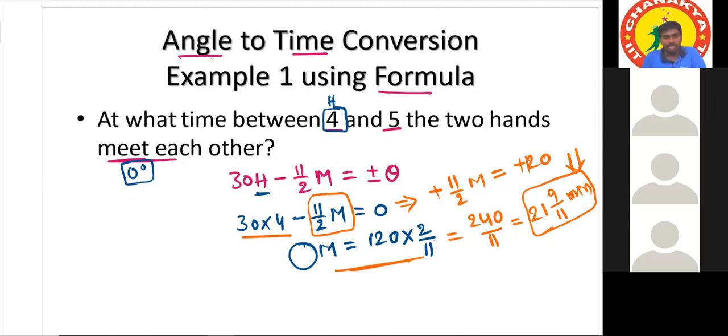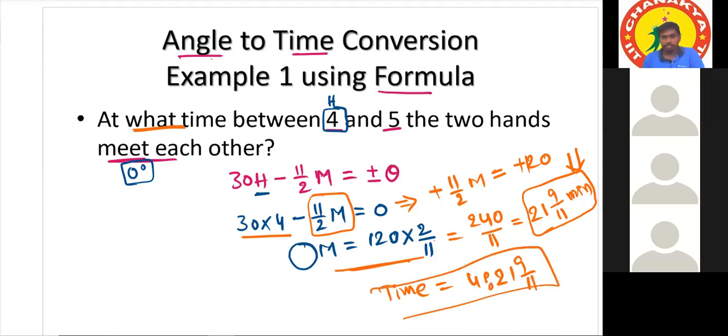But at what time was it asked? At what time means from what time this 21 9 by 11 minutes? From 4 o'clock, 4 o'clock plus 21 9 by 11 minutes. Then the time will be 4:21 9 by 11. That's all. 4:21 9 by 11 is the time. Got it? Yes, sir.